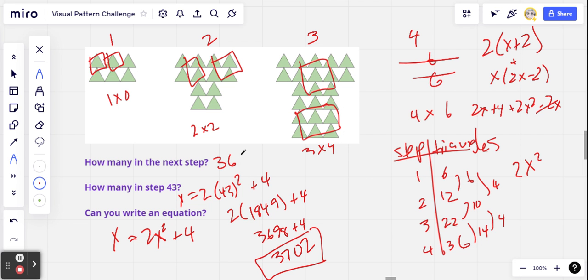Did you get 36 for step 4? Did you actually come up with an equation? I'd love to hear about it if you did.